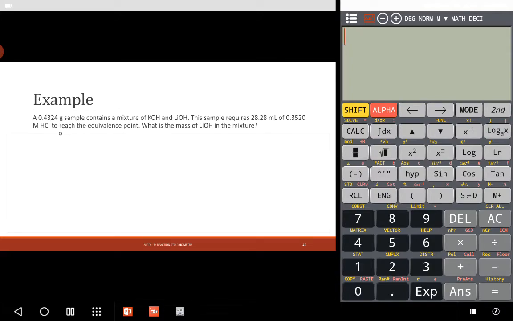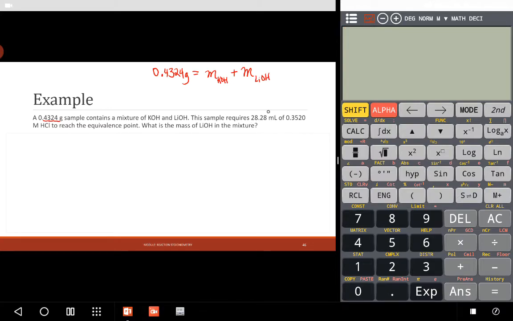This one says a 0.4324 gram sample contains a mixture of potassium hydroxide and lithium hydroxide. This sample requires 28.28 milliliters of 0.3520 molar HCl to reach the equivalence point. What mass of lithium hydroxide is in the original mixture? So this is a mixture of KOH and lithium hydroxide. So we'll write that up here. 0.4324 grams is going to be equal to my mass of potassium hydroxide plus my mass of lithium hydroxide.